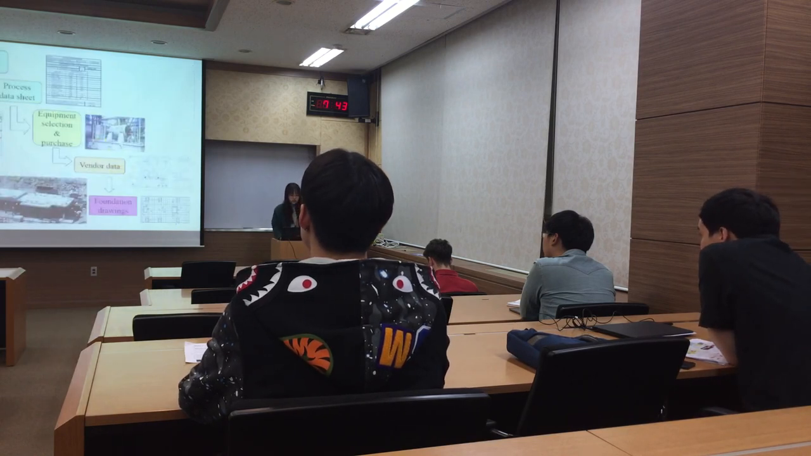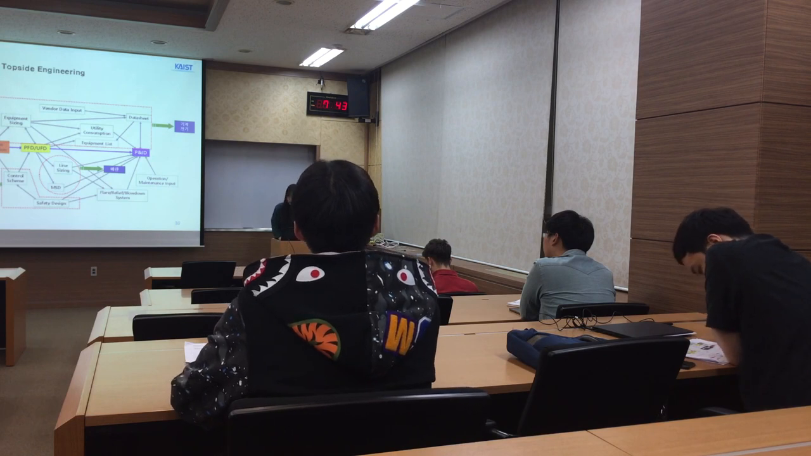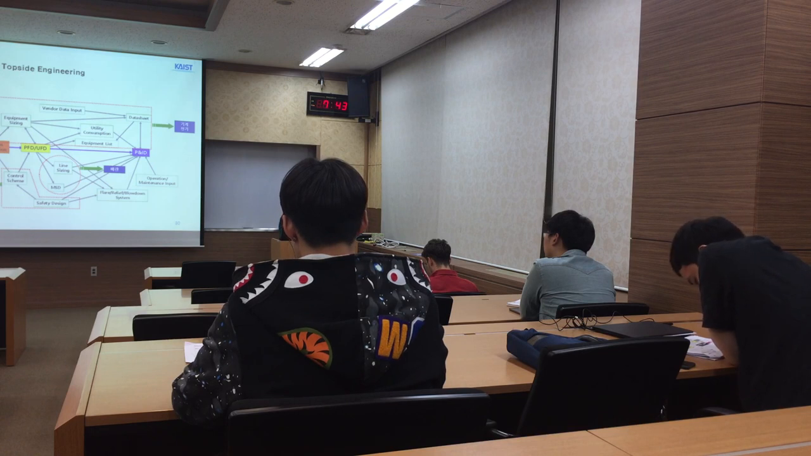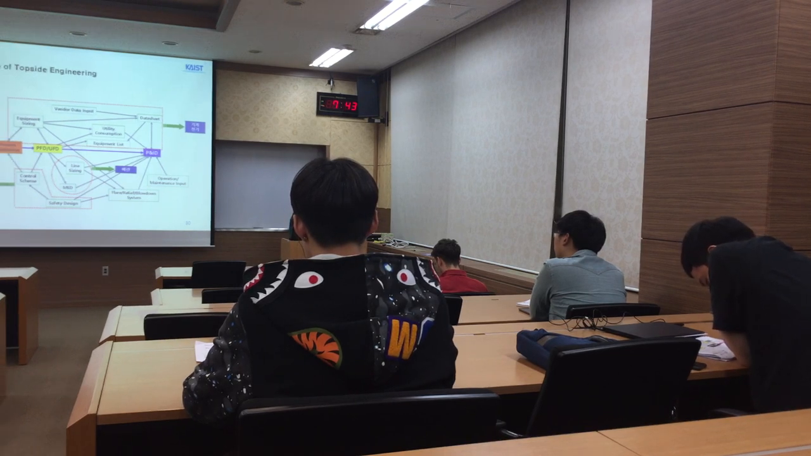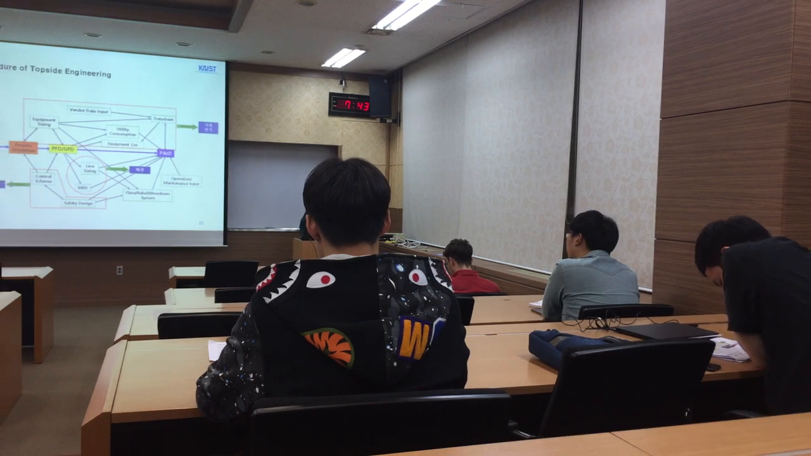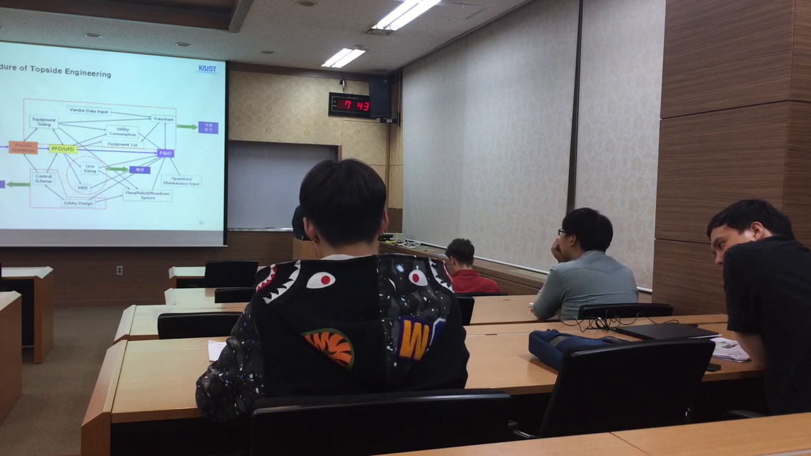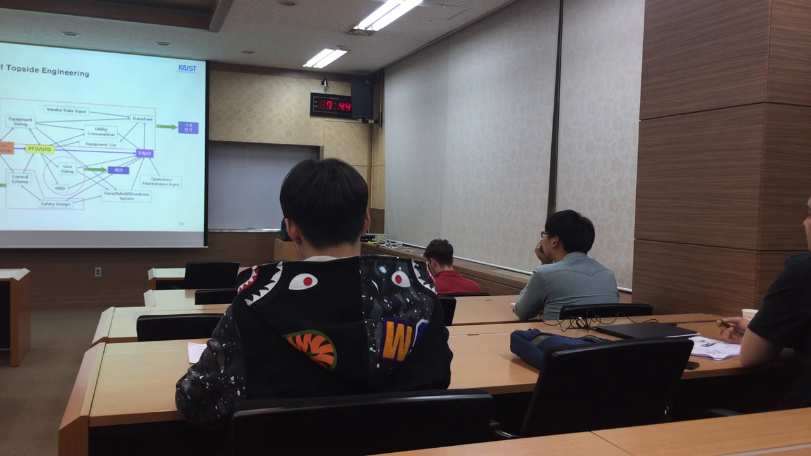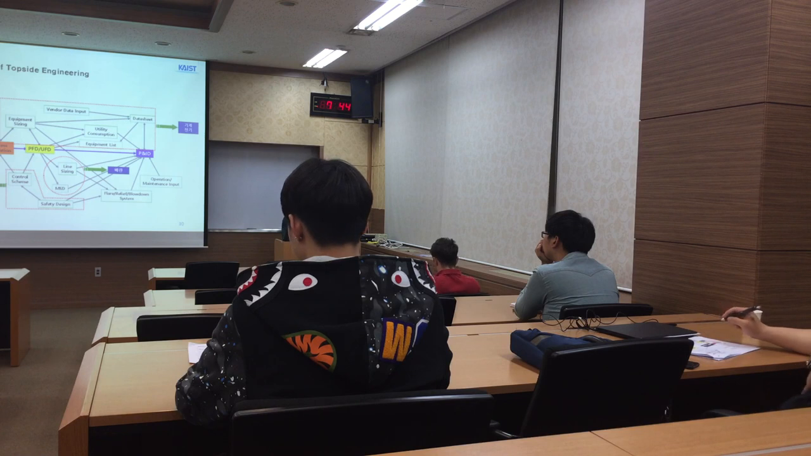We already saw this diagram in the previous slides. It's about the procedure of topside engineering. It looks quite complex, but it's just a summary of what we already mentioned. First, we start from the design basis, and then by simulation, we can estimate the size and other specifications correctly the first time. Based on the result of simulation, we can size the equipment and get some other specifications.